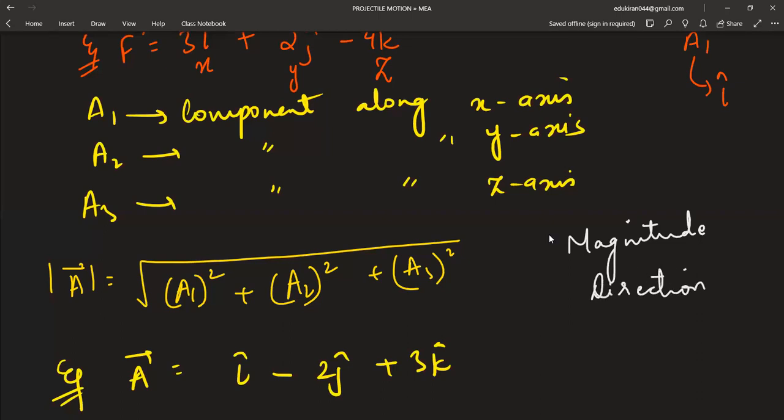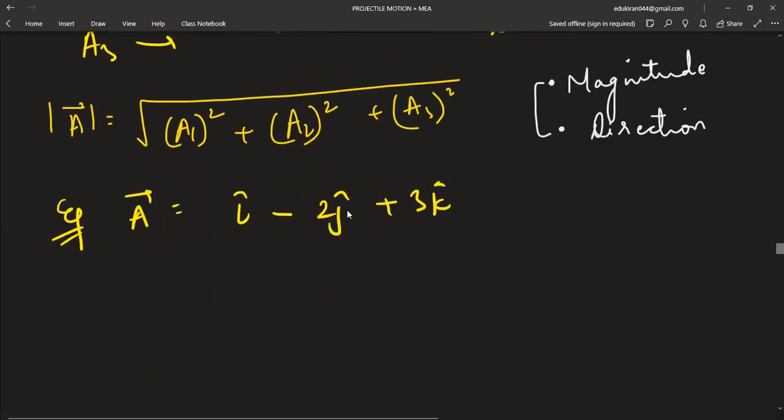We'll come to parallelogram law. We have left the law in between. We have just seen its derivation. I just want to complete this, it is a very short topic. Then we'll come to parallelogram law. Magnitude and direction. So magnitude is calculated in this way.